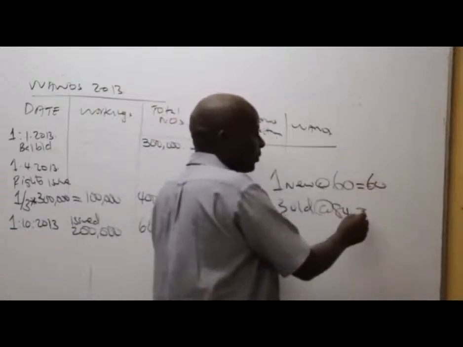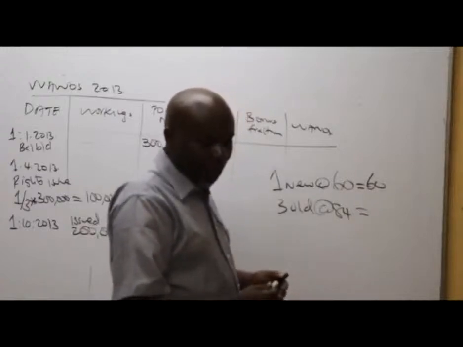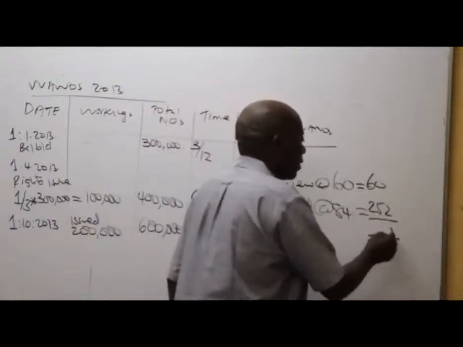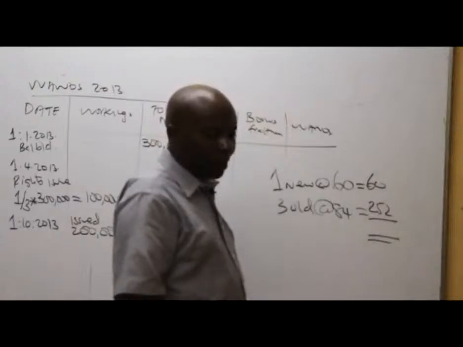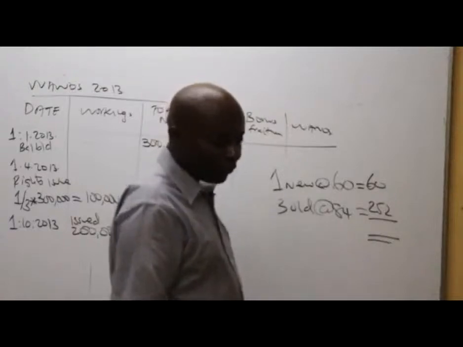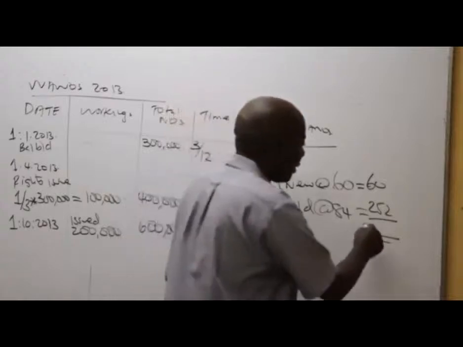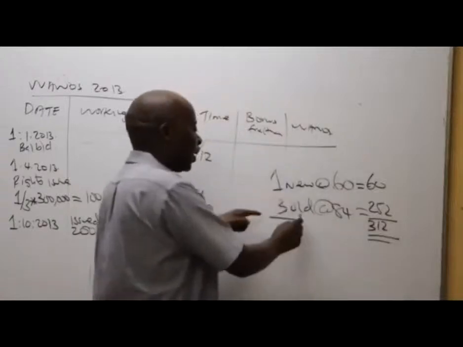3 times 84 gives me how much? Wanasema ni 66 tena. 252. So ukiongeza zote zinakuja ngapi total value? Total value inakuja 314 ama 312. Kwa hivyo inamaanisha this 312 is for how many shares?